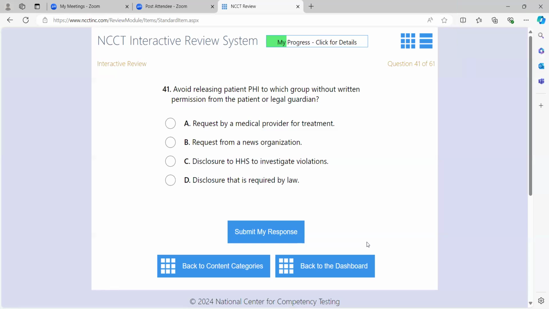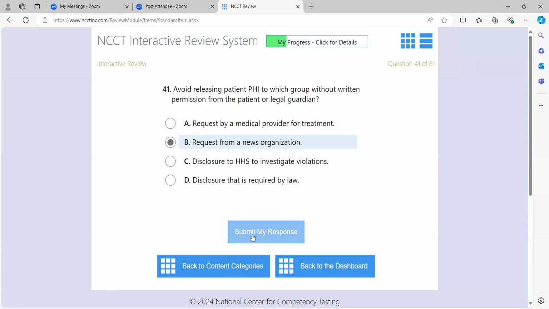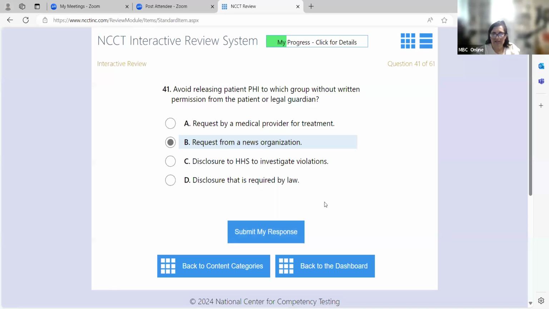B? B. Okay, anything else? We've got B, D. We've got a D and a B. Any other guesses besides those? I'm selecting B because that was the first answer given me.